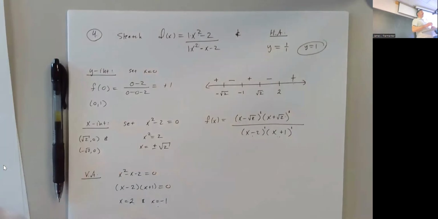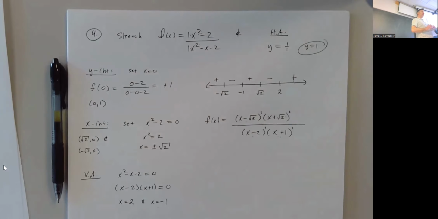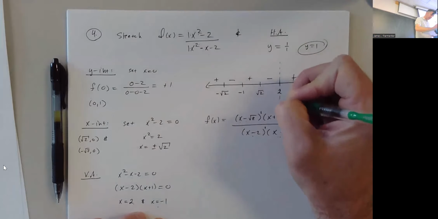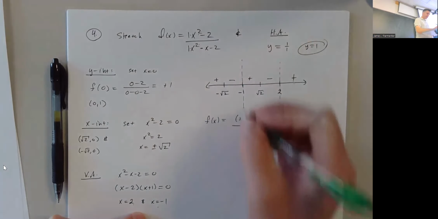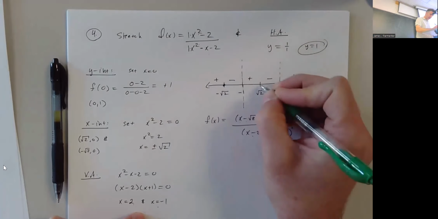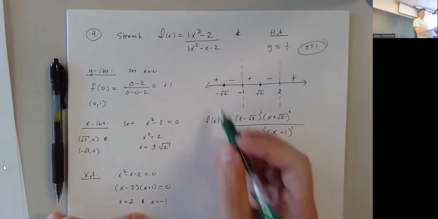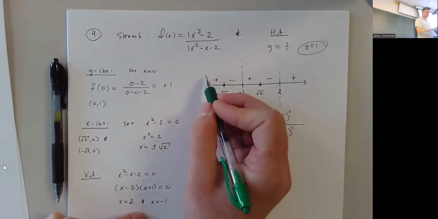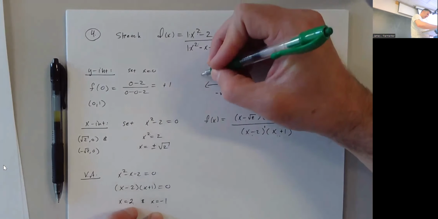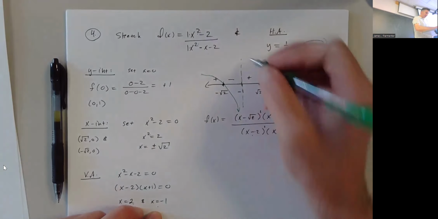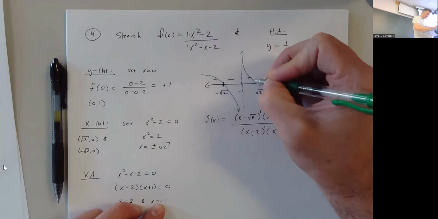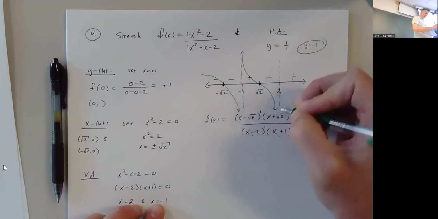When I'm making my sign chart, I kind of like to just use my sign chart to make my graph. So I know I have vertical asymptotes at +2 and -1. And I have intercepts at negative root 2 and positive root 2. So I'm like, okay, my graph is above the x-axis. And then it's going to be below, and then down, down, down. And then on the other side, above. And then hit my intercept and below. And then on the other side, above.